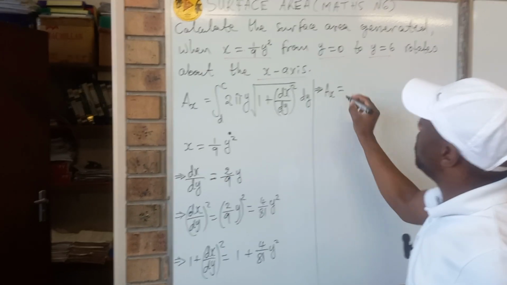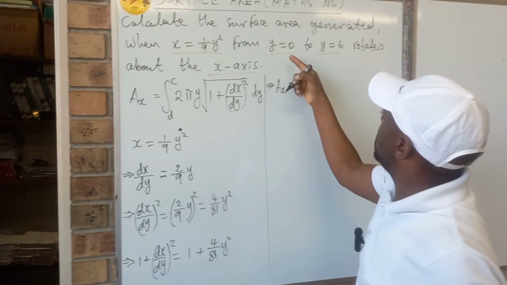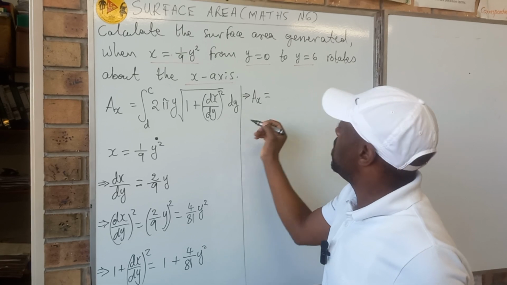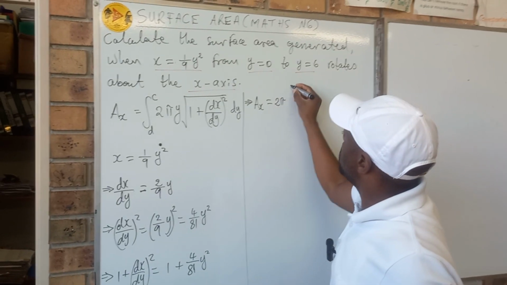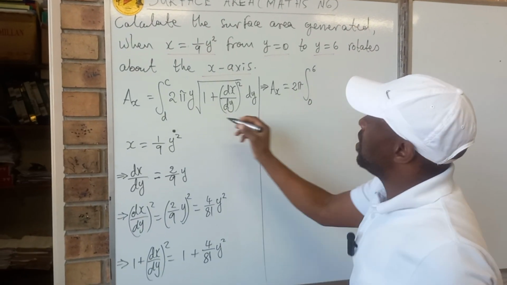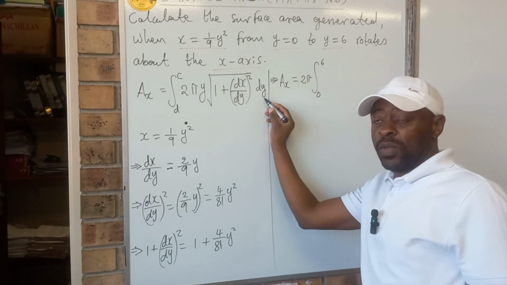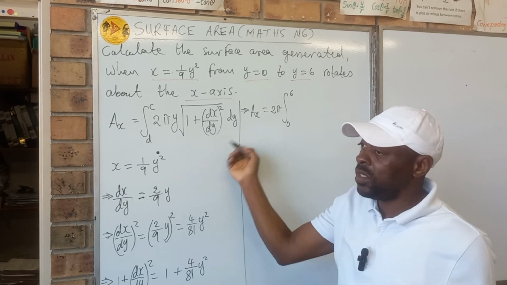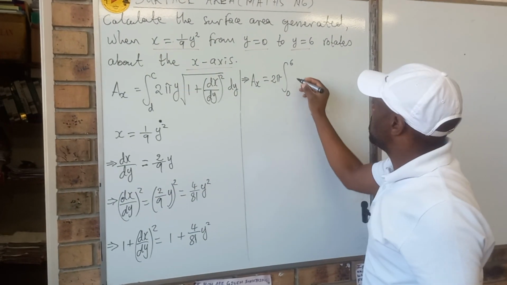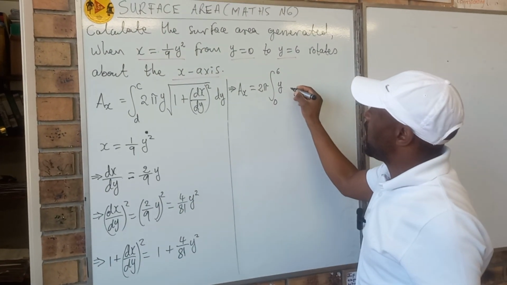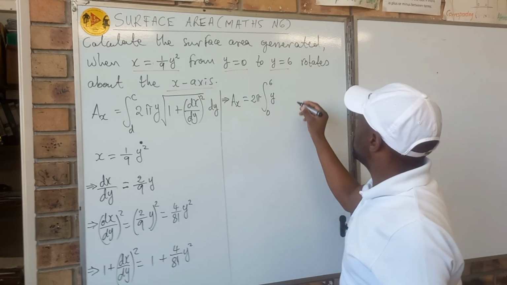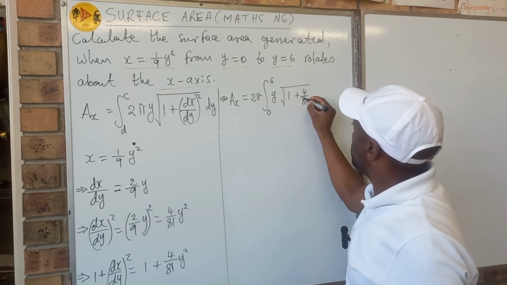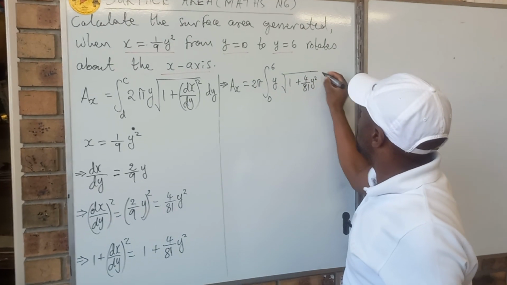If we go into the formula, our c and d are the 0 to 6, then 2 pi is a constant. Since it's not in terms of y, we take it out, so it's 2 pi times the integral from 0 to 6. I already said our y has every right to be there because the active variable is y, which is the one that shows how your formula ends. So we keep our y there. Then we've got the square root of 1 plus 4 over 81 y squared, dy.